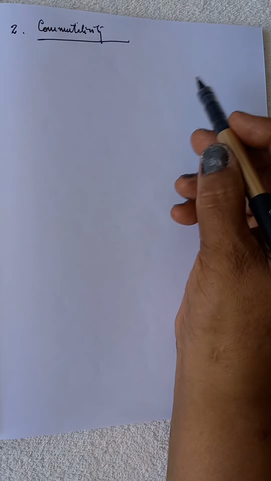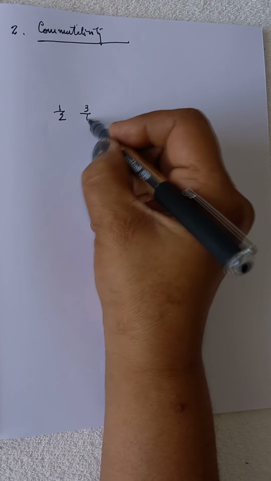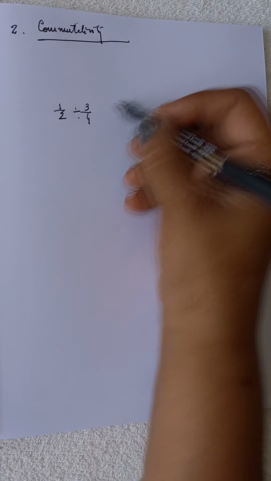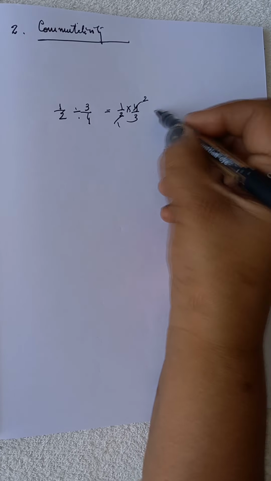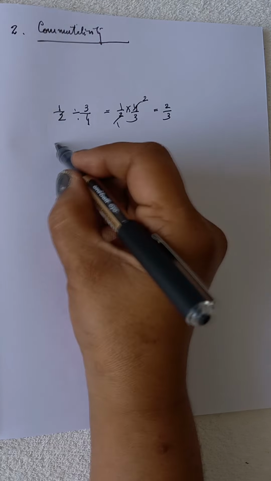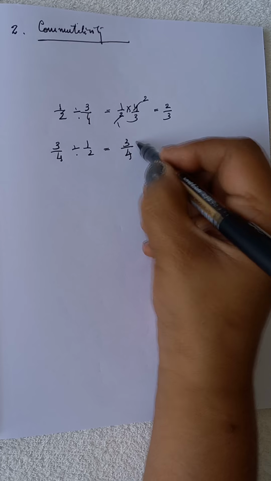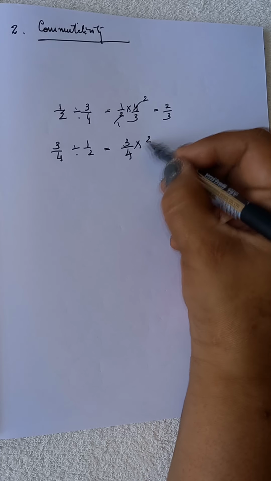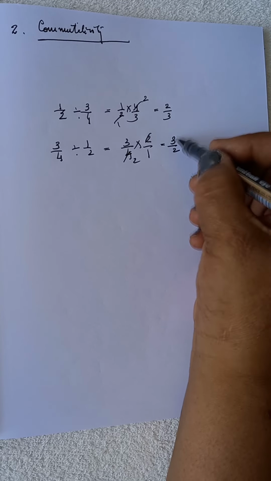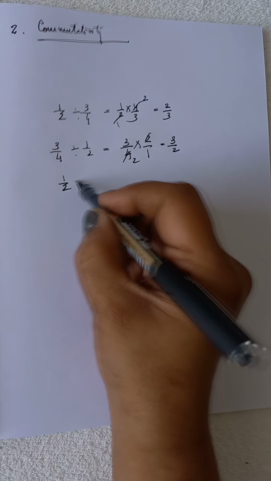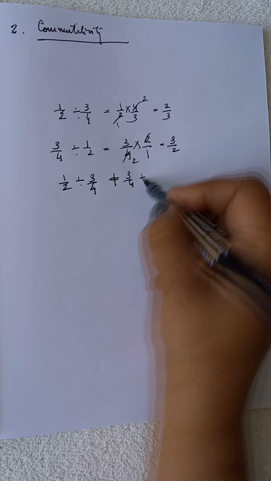Now, the second property is commutativity. I am taking 1 by 2 and 3 by 4 as usual. So 1 by 2 divided by 3 by 4 is equal to 1 by 2 into 4 by 3, that is 2 by 3. Again, I am taking 3 by 4 divided by 1 by 2. That will give you 3 by 4 into the reciprocal, that is 2 by 1, that is 3 by 2. Are these two the same? No, they are different. That is, 1 by 2 divided by 3 by 4 is not equal to 3 by 4 divided by 1 by 2.